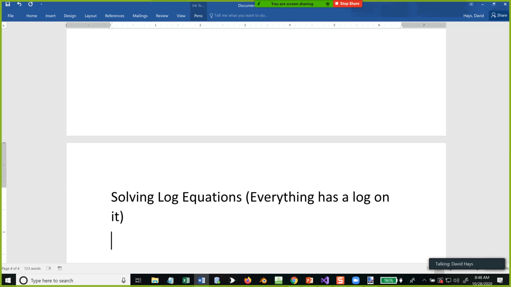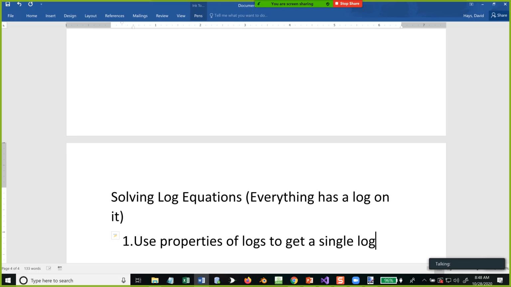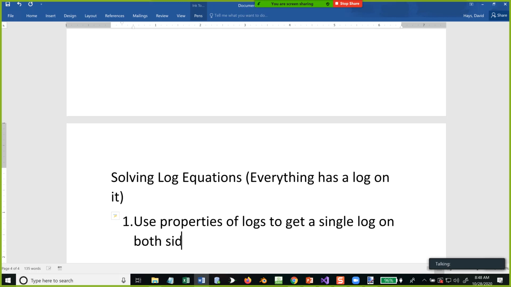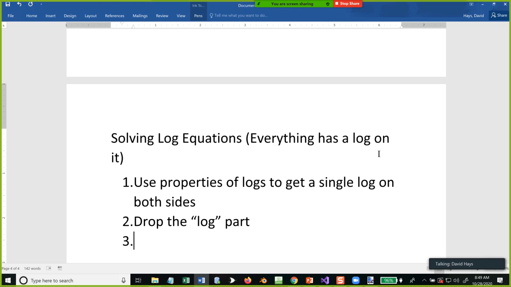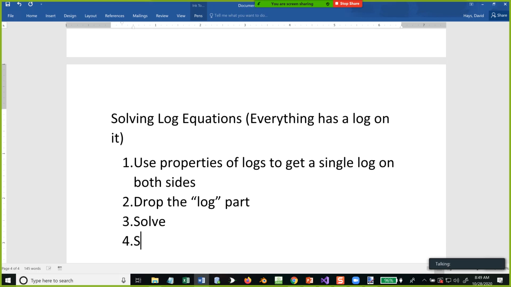Okay, solving log equations, everything has a log on it. Step 1, use properties of logs to get a single log on both sides. Step 2, drop the log part. You can have any base, so if it's ln, it still works the same. And then solve. Then step 4, semi-check your answer.